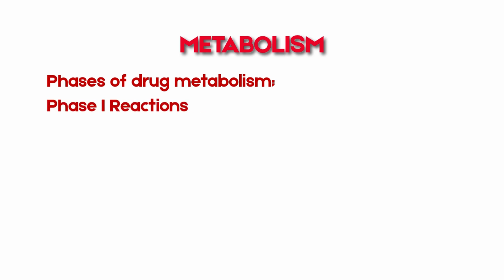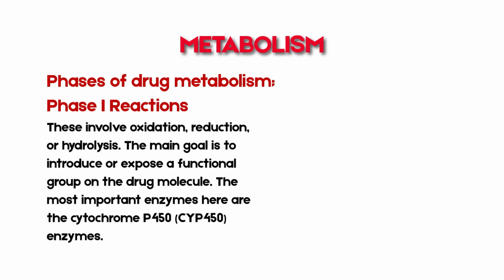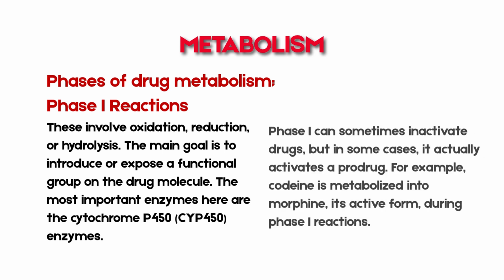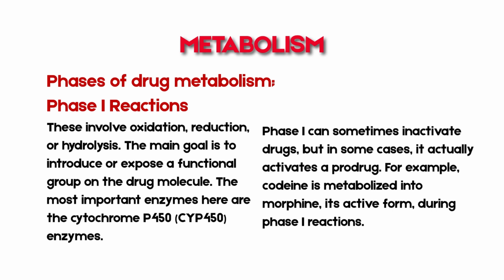Phase 1 reactions. These involve oxidation, reduction, or hydrolysis. The main goal is to introduce or expose a functional group on the drug molecule. The most important enzymes here are the cytochrome P450 enzymes. Phase 1 can sometimes inactivate drugs, but in some cases, it actually activates a prodrug. For example, codeine is metabolized into morphine, its active form, during Phase 1 reactions.